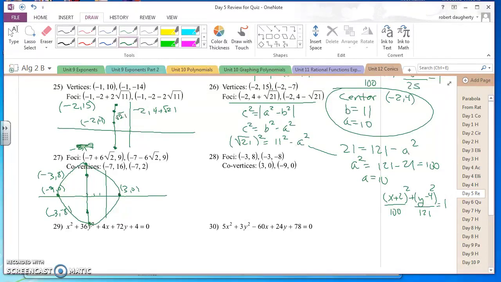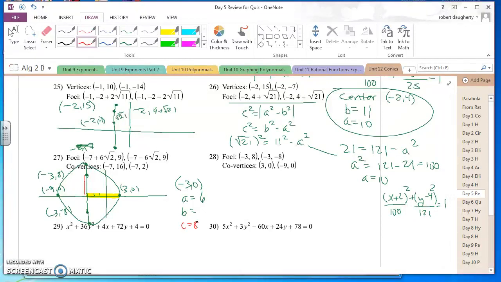So the center of this is going to be (−3, 0). I don't know what B is, I do know what A is. A is along the horizontal axis, so the distance from here all the way to here is 6. So that is A. I don't know what B is, but I should be able to figure out what C is. C, remember, is the distance from the center to the foci. That point they told me was (−3, 8), so C is equal to 8.